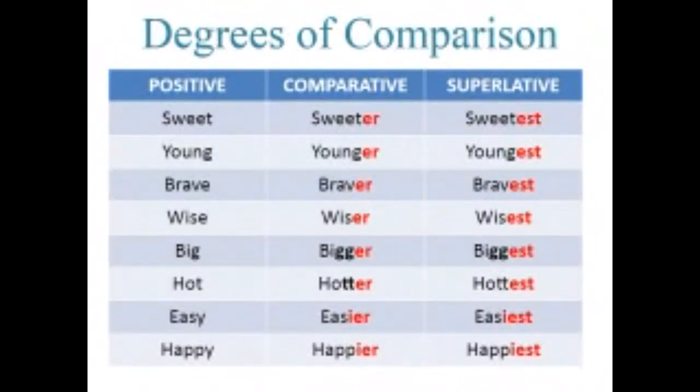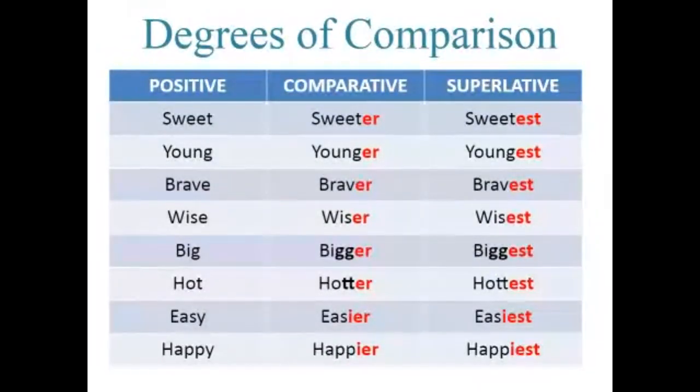Okay, so the first word, if we see, is sweet. The comparative form of sweet is sweeter. The superlative form is sweetest, wherein we are adding er in the comparative degree and est in the superlative degree. This is the basic understanding that you must have for making the comparative and the superlative forms. Okay. The second one is young. The comparative, again, we added er. Superlative, we added est.